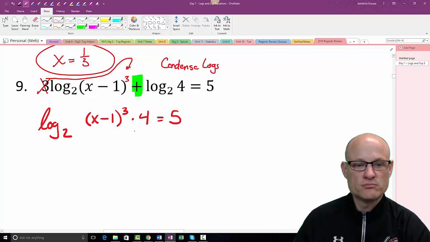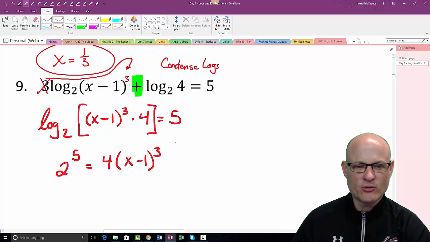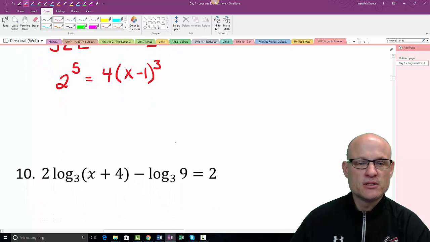Log base 2 of that. So I condensed them into one logarithm. So now what I got is 2 to the 5th is equal to 4 times x minus 1 cubed. I think this is going to work out. I think it's going to work out.